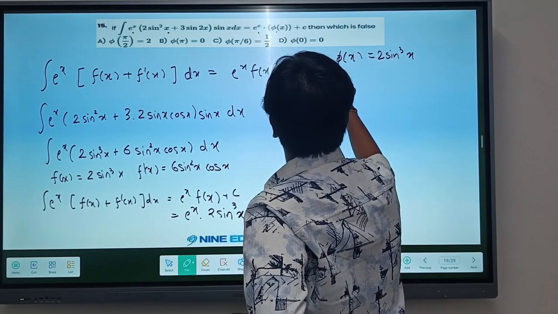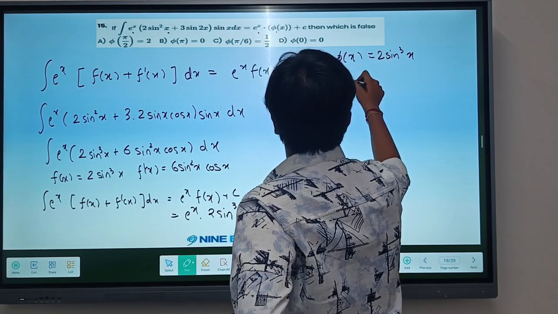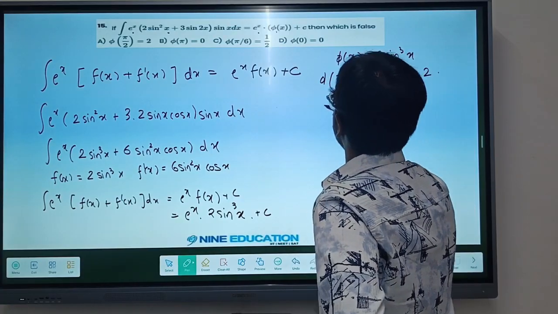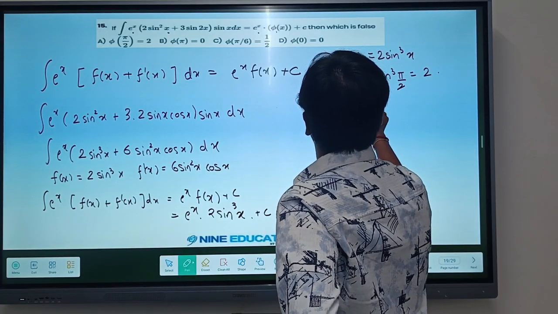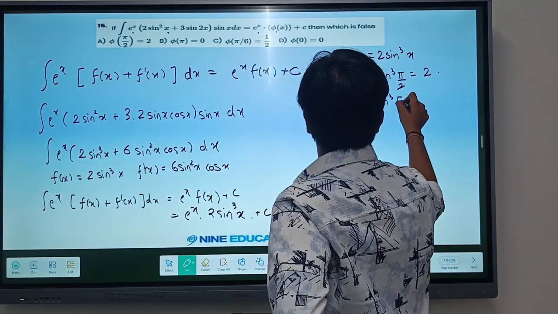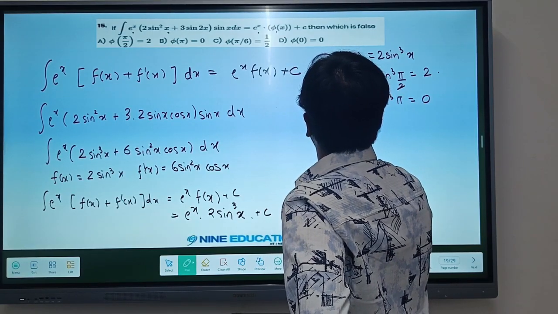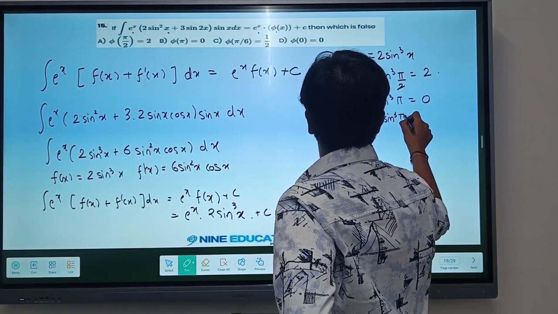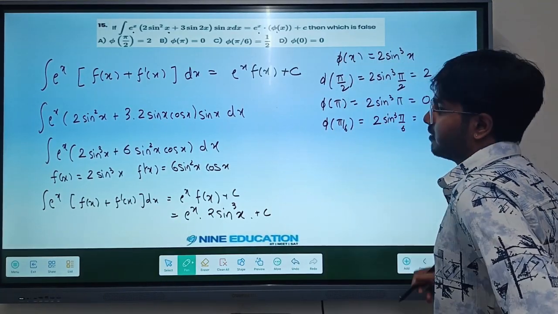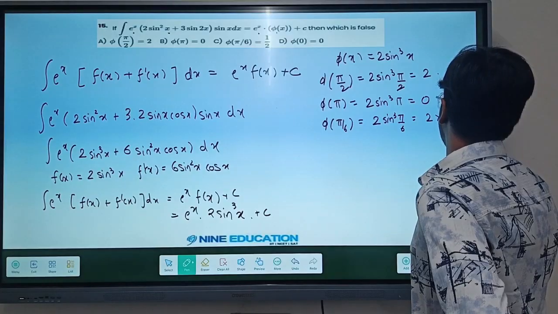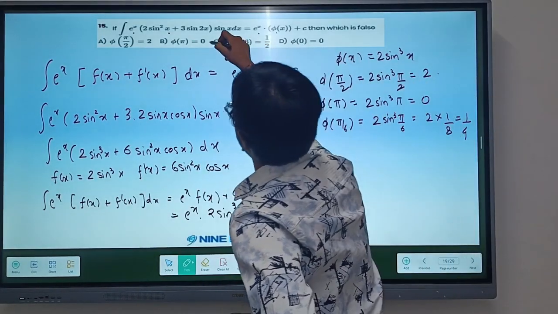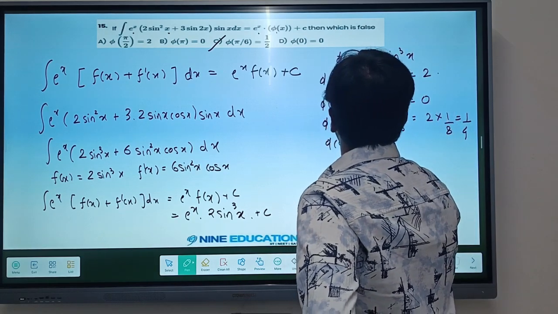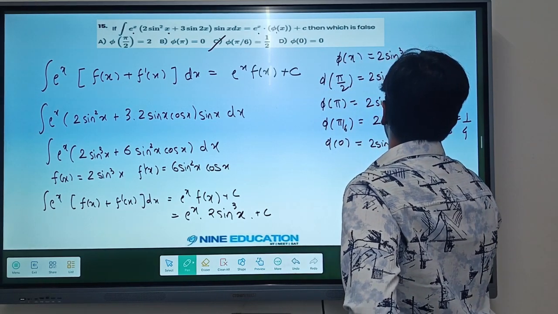Now if we go through each of the options, phi of pi by 2, in place of x keep pi by 2, 2 sine cube pi by 2, sine pi by 2 is 1, so this is 1. Phi of pi, instead of x keep pi, 2 sine cube pi, sine pi is 0. Phi of pi by 6, 2 sine cube pi by 6, what is sine pi by 6? Sine 30 is 1 by 2, so 2 into 1 by 2 cube, 1 by 8, so answer is 1 by 4, so this is false. And phi of 0, 2 sine cube 0, which is 0.